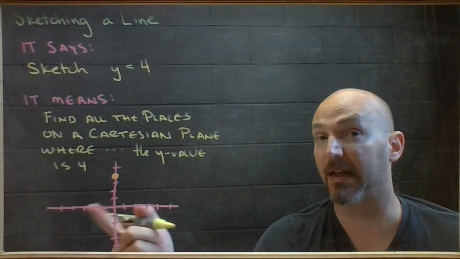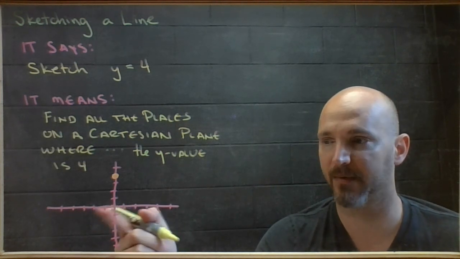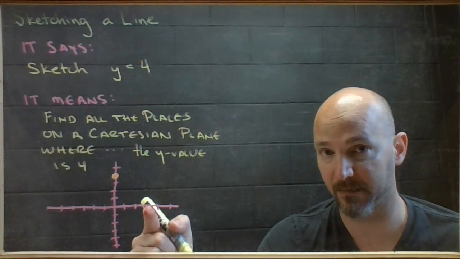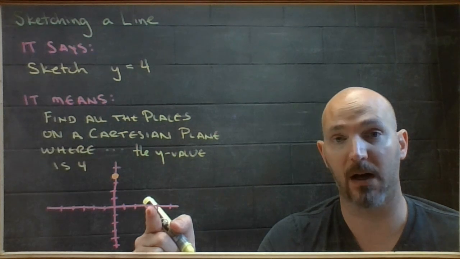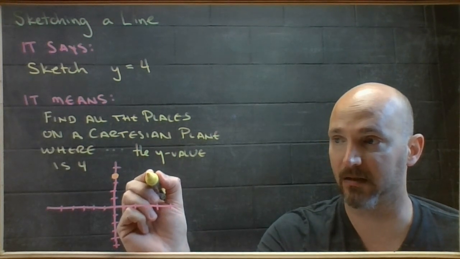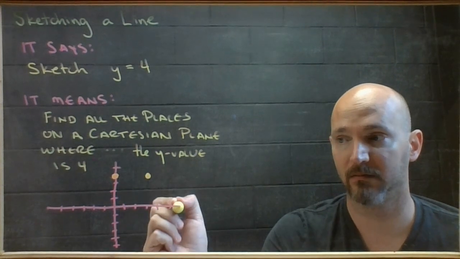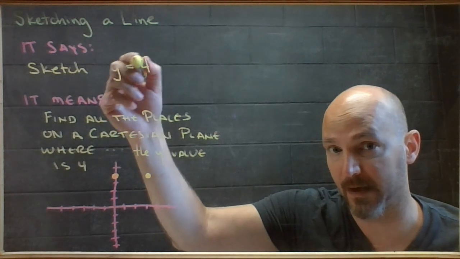Well, the x can be anything. So let's pick a new x. Let's try 3. So this is where x is 3. I'm supposed to find where y is 4. Well, that's just here. It has nothing to do with the x. You notice there is no x in this equation.